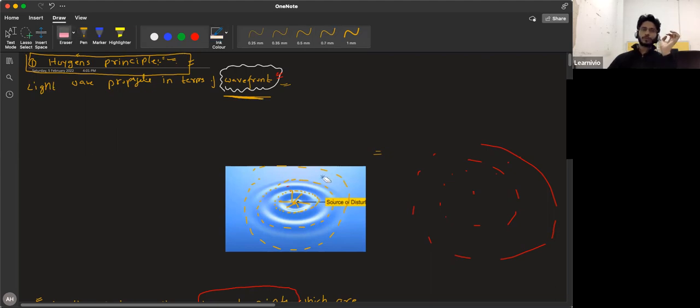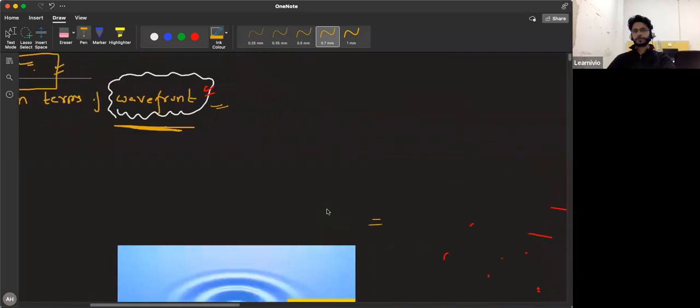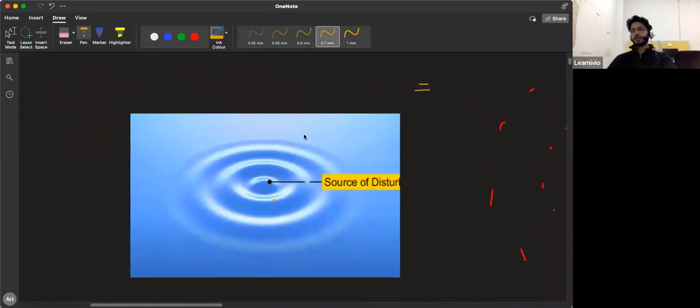To understand the concept of wavefront, let's take this example first. We have to study light waves, not water waves, but to understand the concept of wavefront, this water wave is a very good example. This is the surface of water. Initially, this surface was calm, with no disturbance. You drop a stone here. When you drop a stone, this stone acts as a source of disturbance for this water surface, and it generates this first set of disturbance.